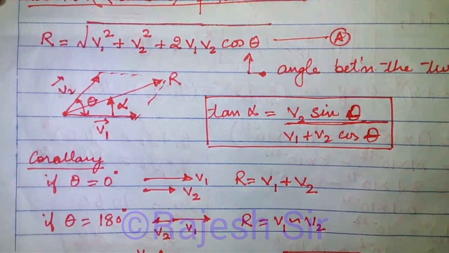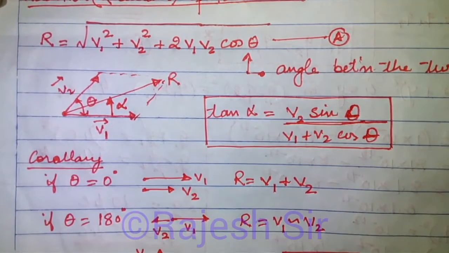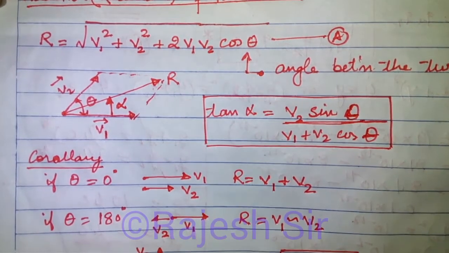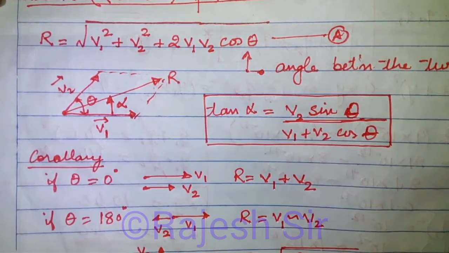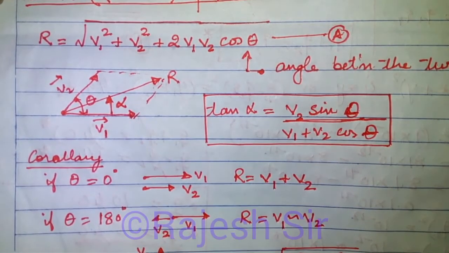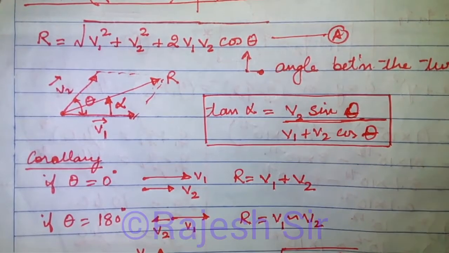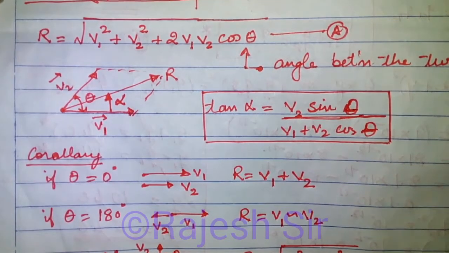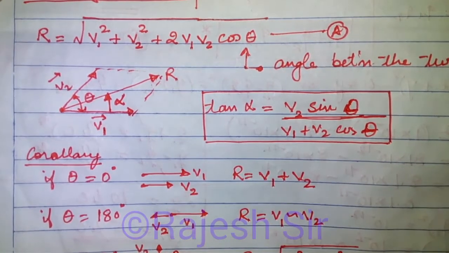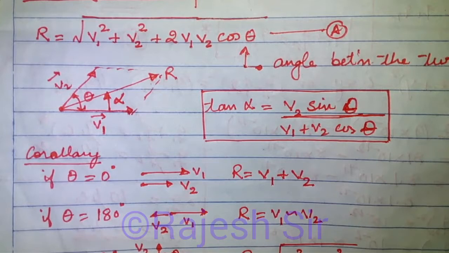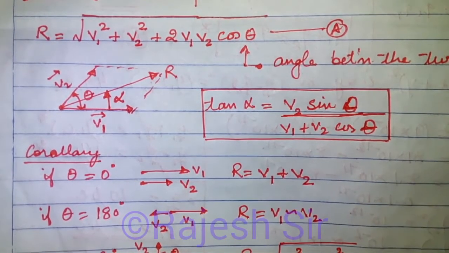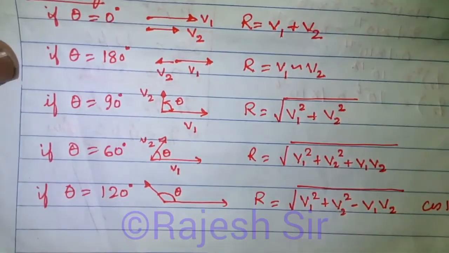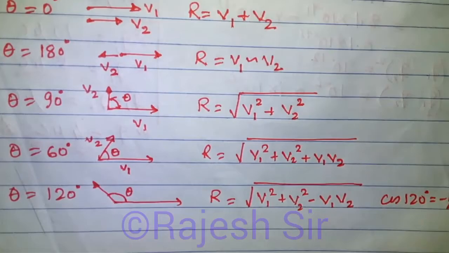Now if theta happens to be 60 degrees, then the resultant would be under the root of V1 square plus V2 square plus V1 V2, because cos 60 degrees is half, so it will give me V1 V2. And if theta happens to be 120 degrees, then the resultant can be found using the formula under the root of V1 square plus V2 square minus V1 V2, because cos 120 degrees happens to be minus half. So note down these results, they are going to be of importance to you.